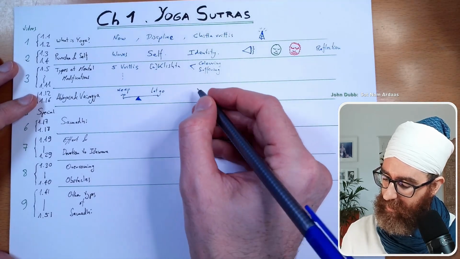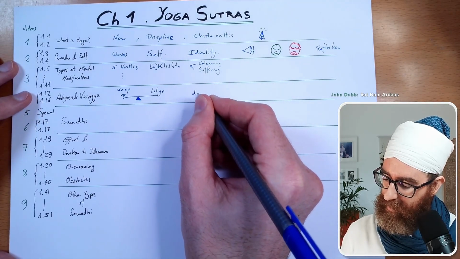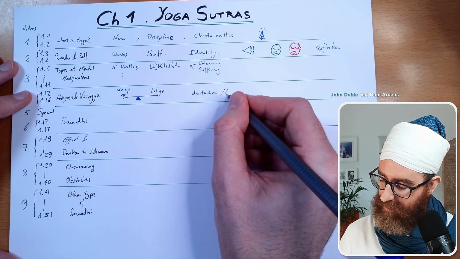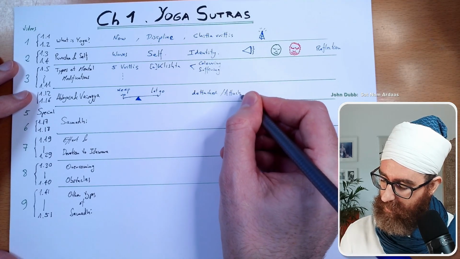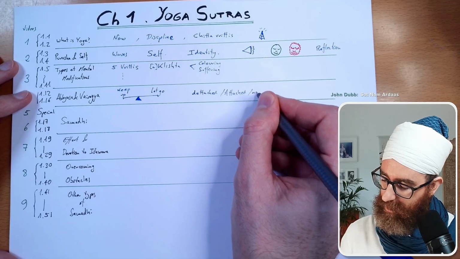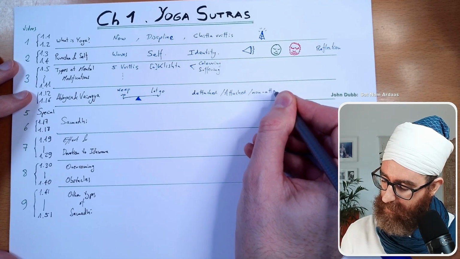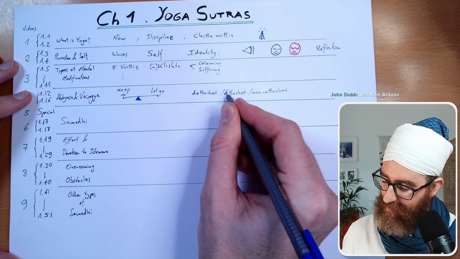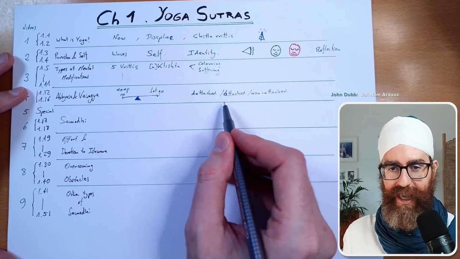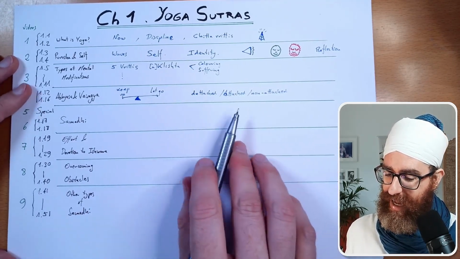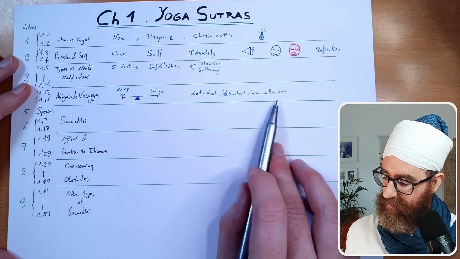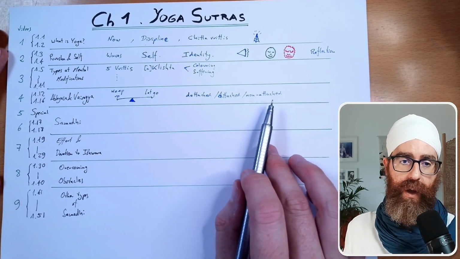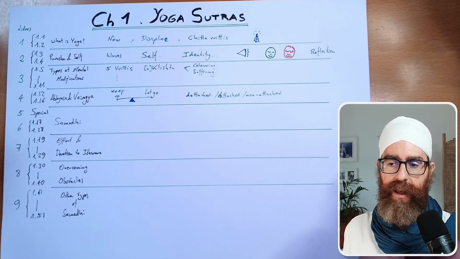And when we saw the non-attachment, we saw the difference between being detached, attached, and non-attached. I don't know why I put attached in capital letters. Maybe because it's like the place where we are the most. And this is particularly relevant to those who practice householder yoga.